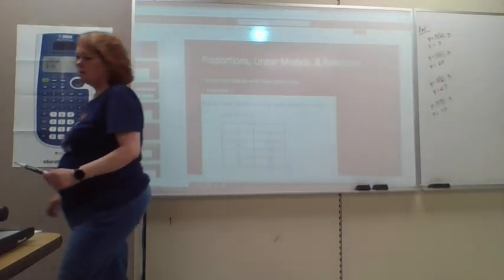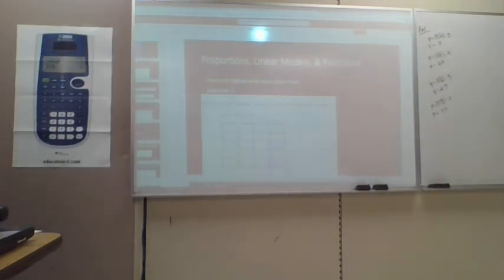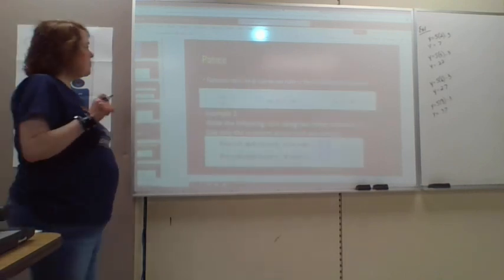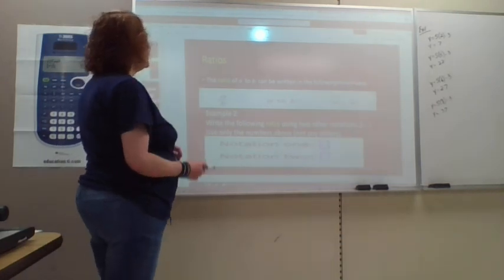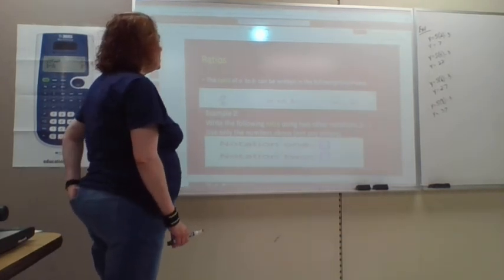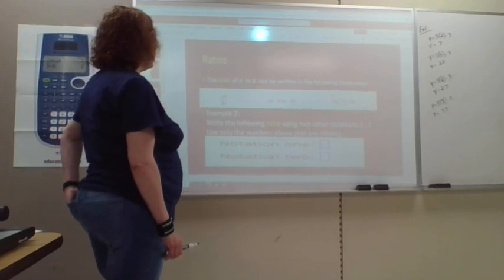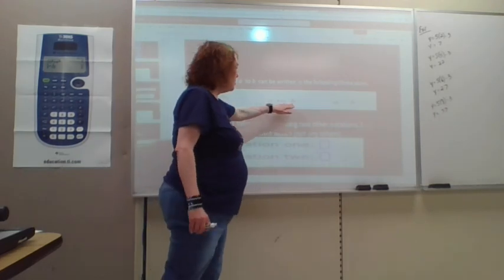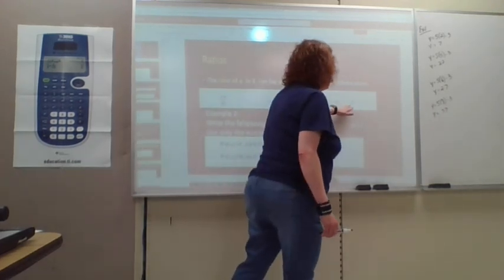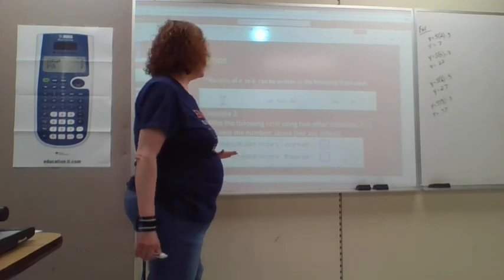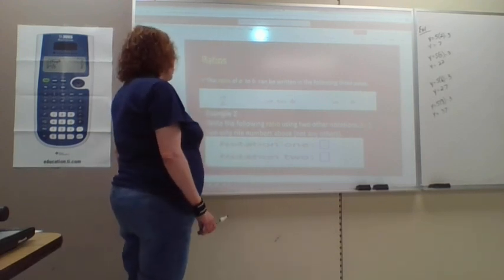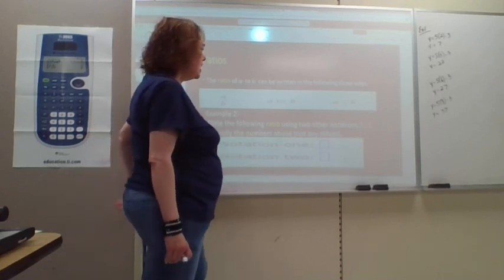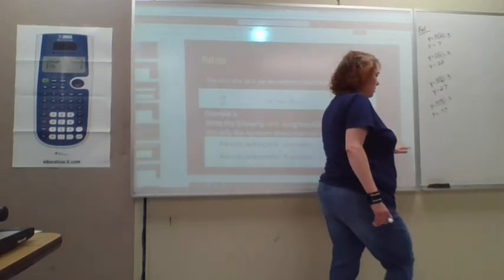Let's go to the next one. The next one is ratios. When we talk about a ratio of A to B, it can be written in 3 forms. You have A over B, kind of like a fraction. Then you have A to B, and you have A colon B. So that's 3 ways of writing it. In example 2, write the following ratio using 2 of the other notations. So we have 3 to 1.